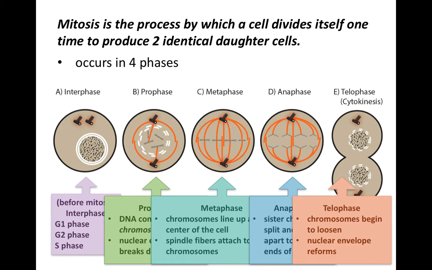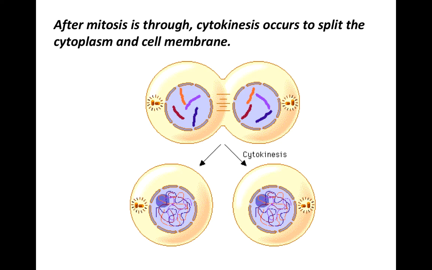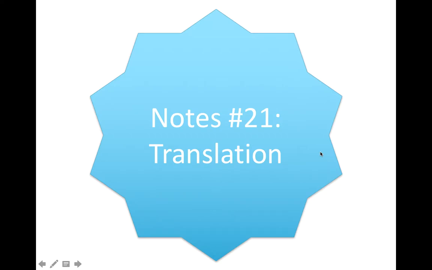And then finally, in telophase, this is when the chromosomes go back to chromatin, and the nucleus starts to reform. And then cytokinesis is when we actually split that cell into 2. So up at the top here, you can see telophase, where we have 2 separate nuclei. They have completely formed. And then cytokinesis, when that actually cuts it right down the middle, and we have 2 separate cells. That is back in chromatin form now. But now we are going to move on to notes number 21, talking about translation.